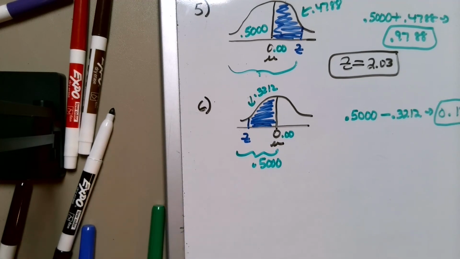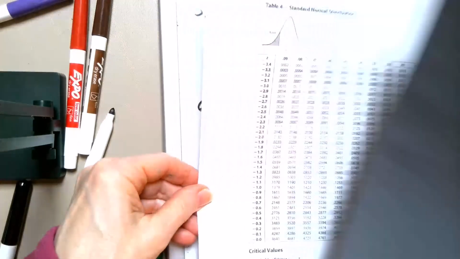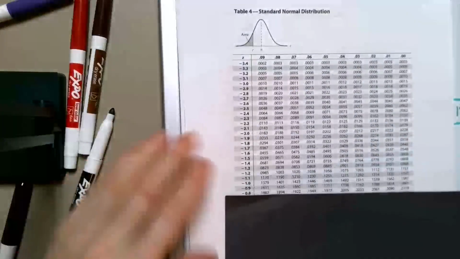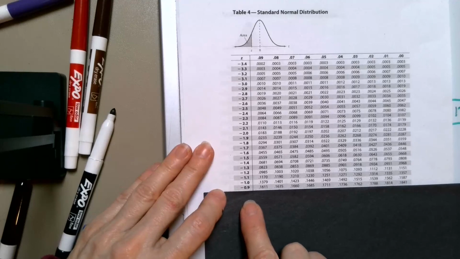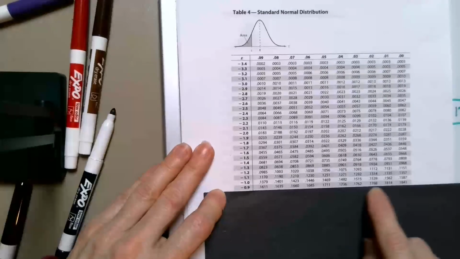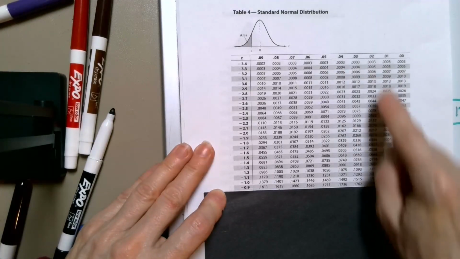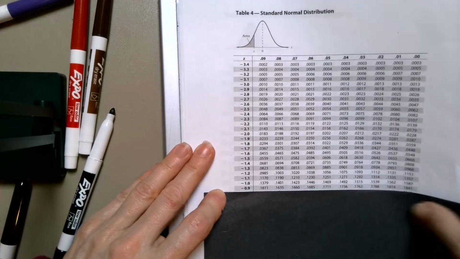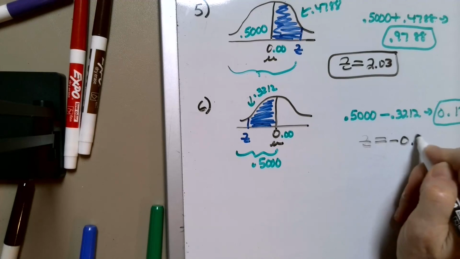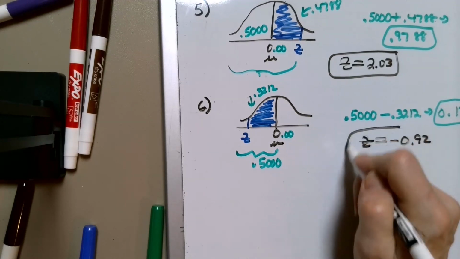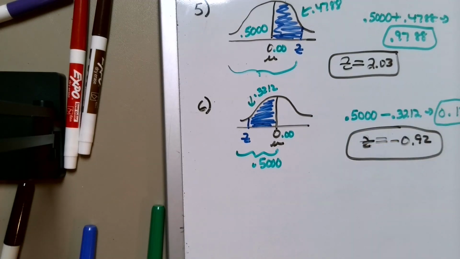And I'm going to find that on the negative z side. I'm looking for 0.1788 as an area, and I find it at row negative 0.9 and 2 hundredths. So negative 0.92 is going to be my z-score. Okay, so I'm going to stop here, and I'm going to start my next video with number 7.